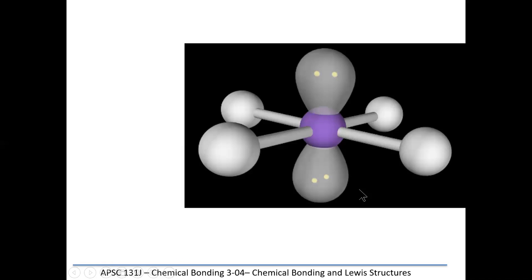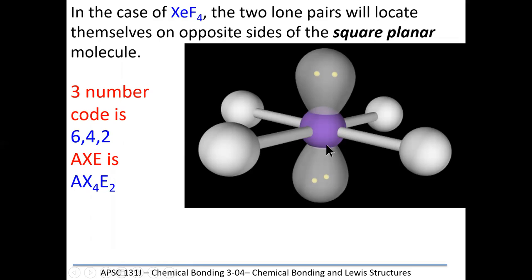So here's another example again from the model I've been illustrating. This would be a 6-4-2. It's a square planar. And the AXE would be a central atom A bonded to 4 atoms, and there are 2 unshared pairs. So each of these. Now let's do a little bit of a run through.